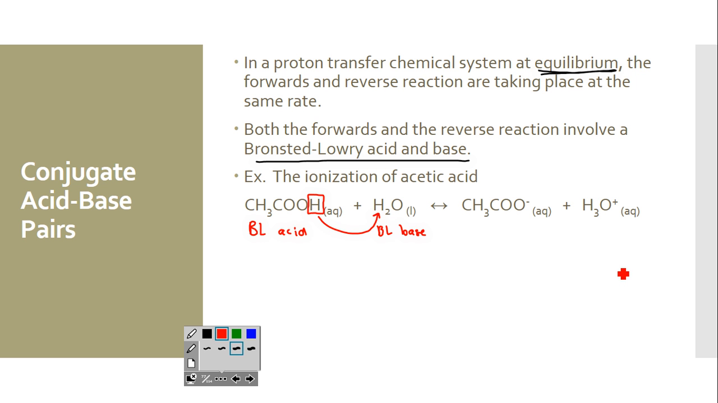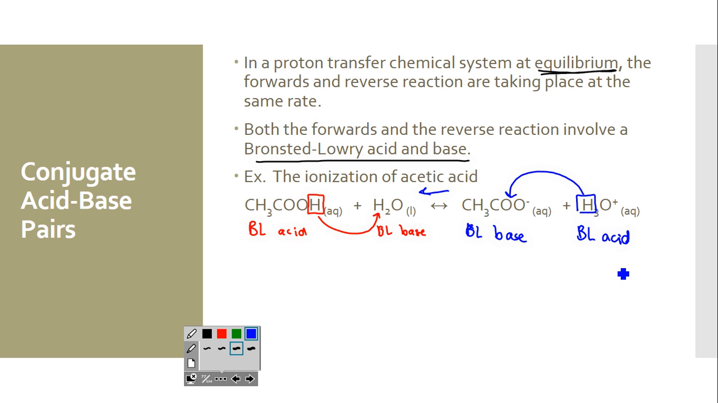So if I look at these two substances that are on the right, and I ask myself, if I read the reaction as if it was reversing, what's happening? Well, that's what would happen if I were to reverse the reaction. In that case, this is the Bronsted-Lowry acid, and this is the Bronsted-Lowry base. Now, like it says, there is a Bronsted-Lowry acid and base on either side of the reaction.